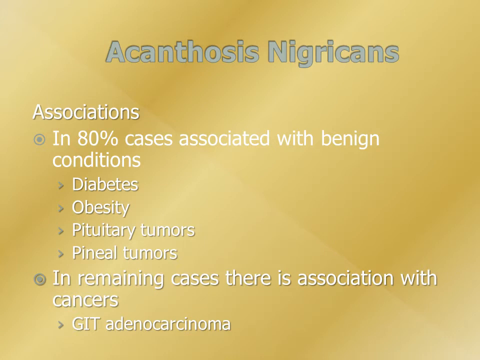It can also occur with obesity, various pituitary tumors, tumors of the pineal gland, and in the remaining cases it can occur with gastrointestinal adenocarcinoma. But in 80% of cases, it is associated with various benign conditions. These are all benign conditions: diabetes, obesity, pituitary tumor, pineal gland tumor. So yes, this can be asked in the OSPE: write the associations of acanthosis nigricans. There you can write these important associated conditions in which acanthosis nigricans is seen.